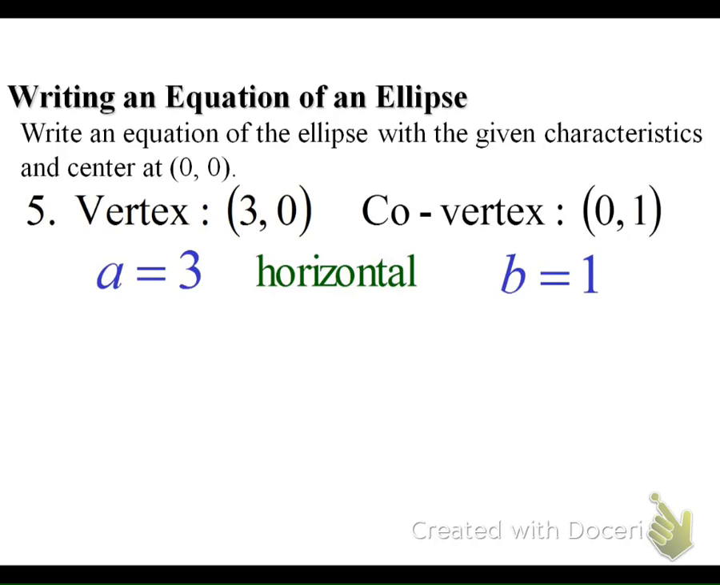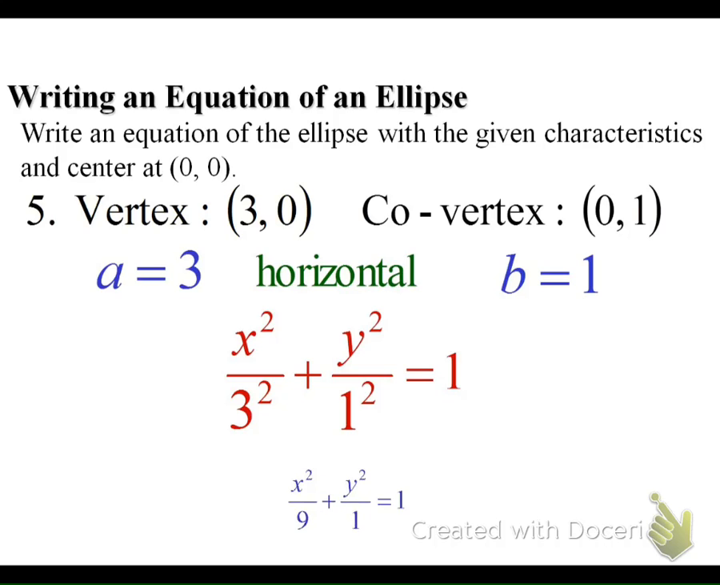Under the X. Good. So when you're writing this equation, that 3 squared goes under the X, and the 1 squared goes under the Y. And then, of course, just square those, and that's your answer.